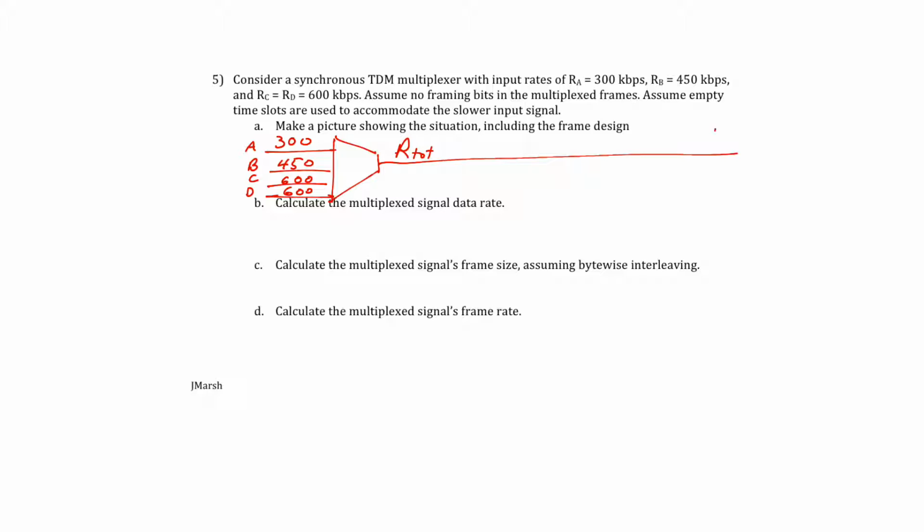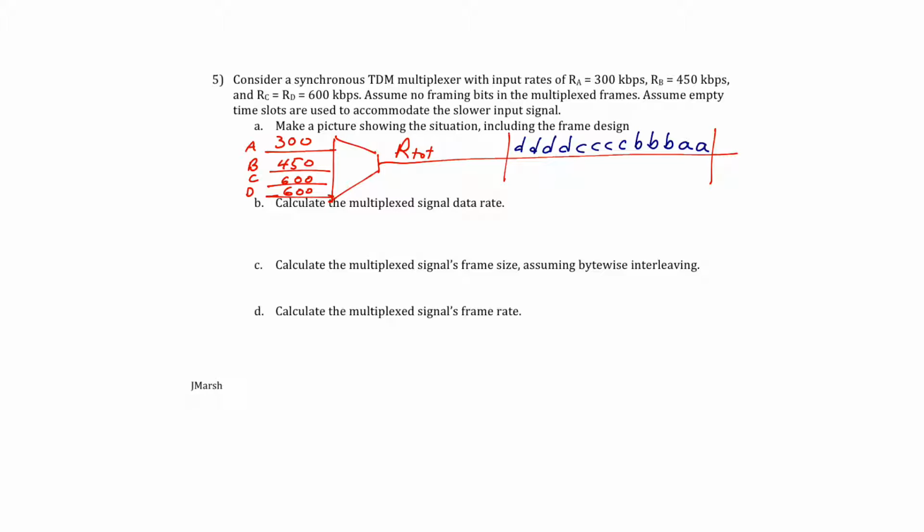Okay, so the trick here in designing this frame is in looking at what is the greatest common divisor of these three different data rates. And 150 goes into all three of them, and it's the greatest common divisor. So in the time it takes for two bits to arrive on source A, 3 bits are going to arrive on source B, 4 bits are going to arrive on source C, and 4 bits are going to arrive on source D. Okay? And so this is going to be our frame design.